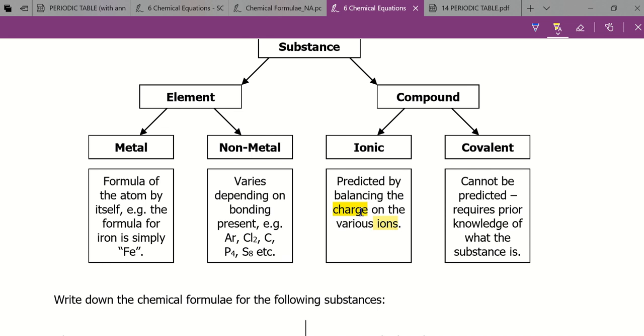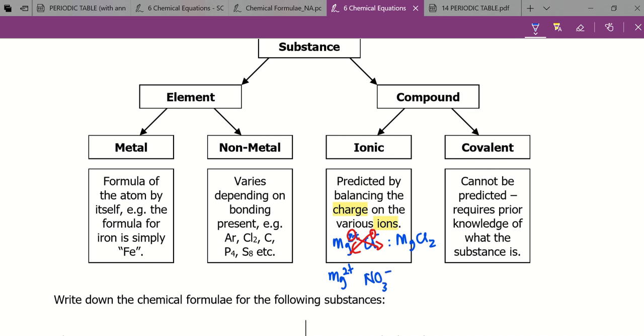So an example is if I have magnesium chloride, I have Mg2+ and Cl-. Looking at the charge and we cross them, the formula will be MgCl2. Another example is if I've got magnesium nitrate.